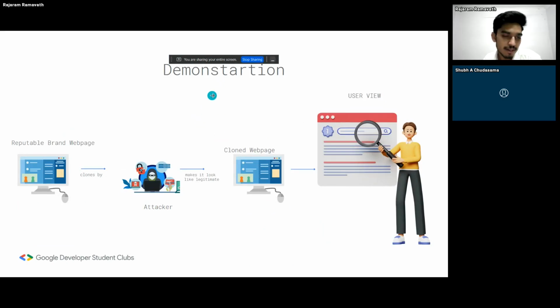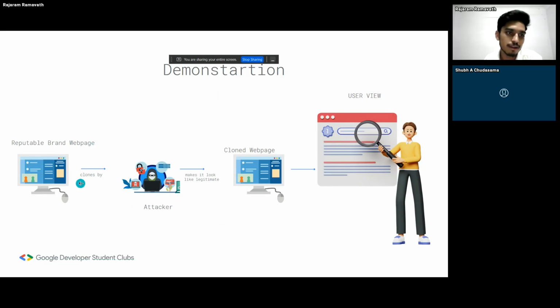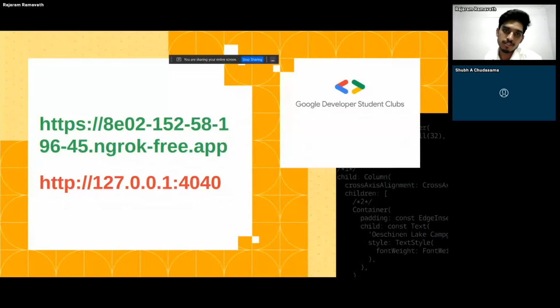Yeah, this is the demonstration part, which will be more interesting. See here, we can see the attacker, as I told, cloning the reputable brand's web page, and then he makes it as clear as the original one, which is cloned by him. Coming to the user view, if the user looks at both web pages, they look original to him, so he can't identify which one is original. So he thinks it's legitimate, and then he goes for the procedure. I would be sending a link, which I'm going to demonstrate in front of you. Just wait.